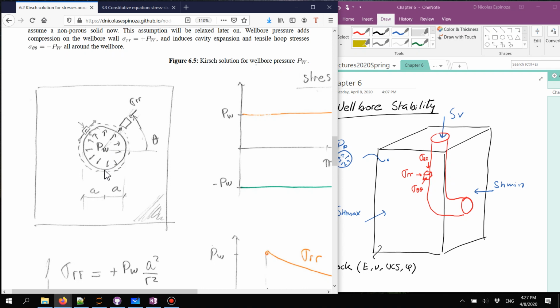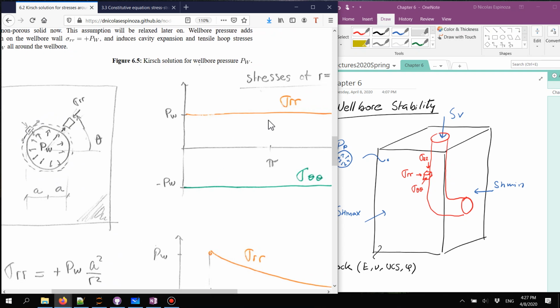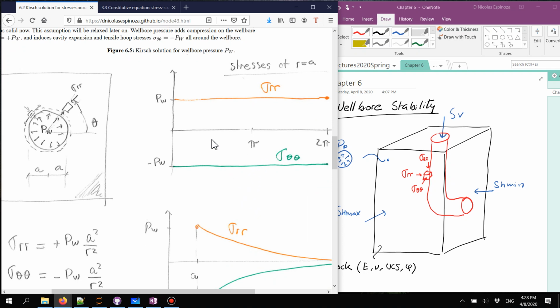So for a pressure in the wellbore different than zero, the result is that all around the wellbore, we're going to have a radial stress, which is in the direction of the radius, which is going to be positive and equal to the pressure in the wellbore, and a tangential stress, sigma theta theta, also known as the hoop stress, which is going to be negative and in tension all around the wellbore, because of what we were saying before, that this is going to extend. It's straightforward to see that the radial stress is going to be the pressure in the wellbore, but it's not that straightforward to see why the hoop stress is equal to the negative of the pressure in the wellbore. That's part of the solution from Kirsch, so we're not going to go into details to explain why that's the case.